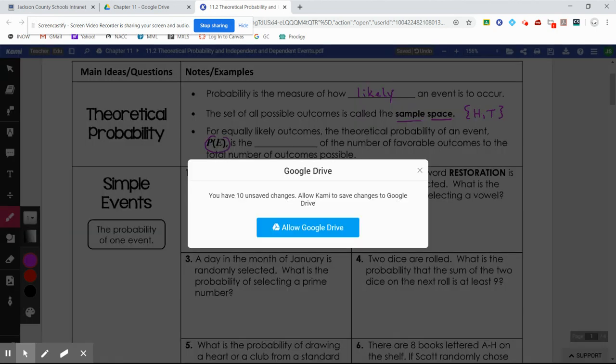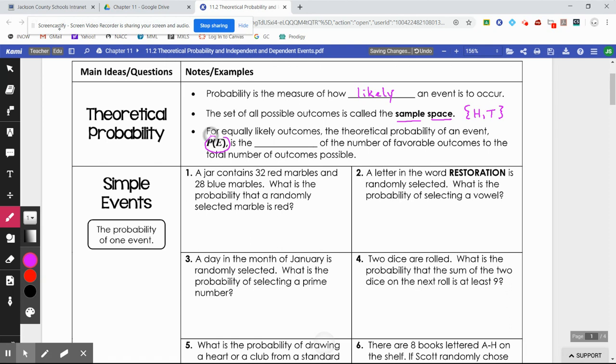The theoretical probability, or what we think the chances of an event happening are, we write as this: P(E). The P stands for probability, the probability that the event E, whatever that event is, is going to occur, is the ratio of the number of favorable outcomes to the number of total outcomes.